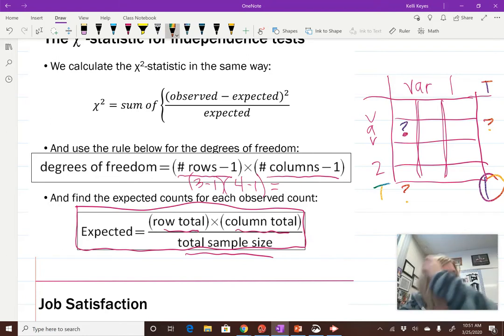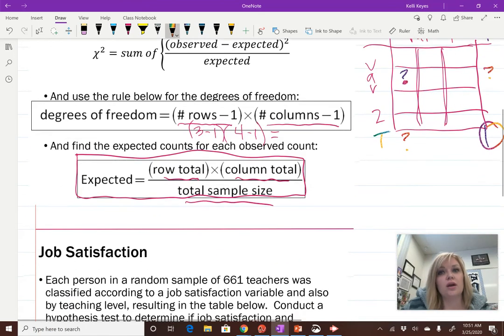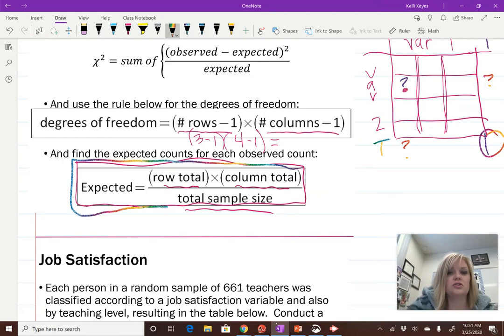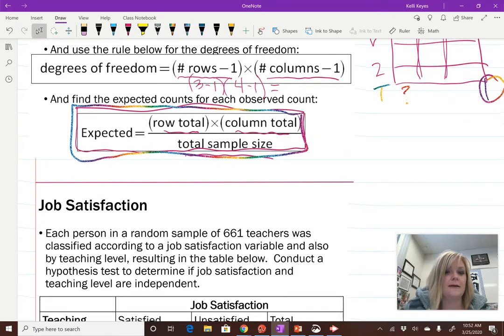The other way you can find the expected counts is on the calculator, which I'm going to show you in just a second. And that shortcut to find the expected counts will also be on your formula sheet. So I advise that as I'm walking through this example, you choose whether you want to know how to use the formula, which is pretty easy, or you want to just remember how to find it in the calculator, okay?